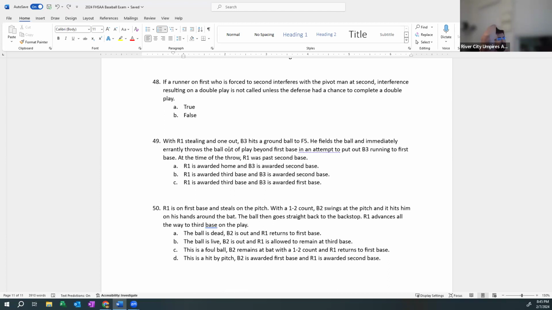Okay. If a runner on first who is forced to second interferes with the pivot man at second, interference resulting on a double play is not called unless the defense had a chance to complete the double play. True or false? If I get 3, you got 2 and I got 2. If I get 3, I win. True or false? What do we got here, guys?